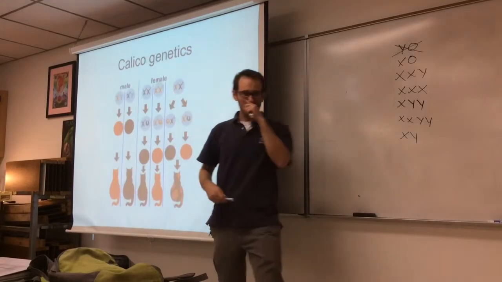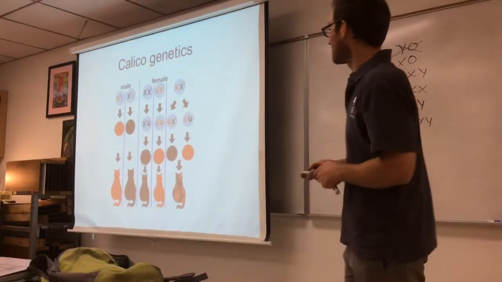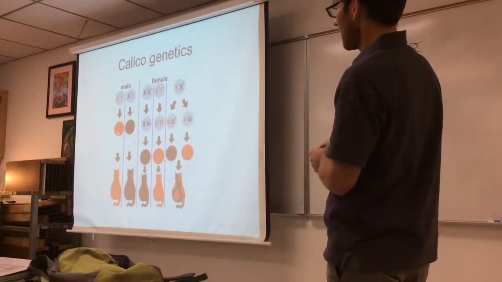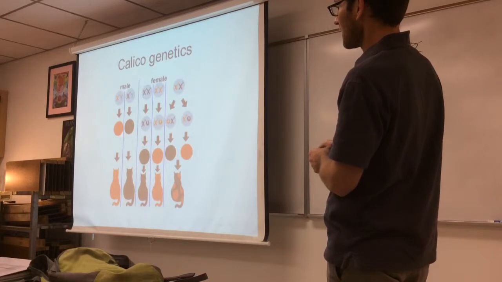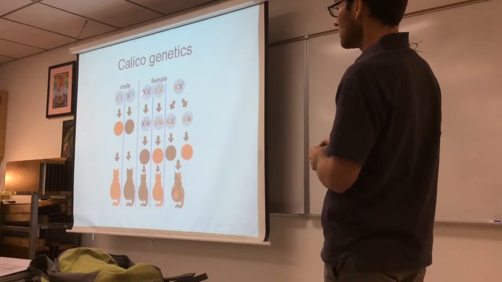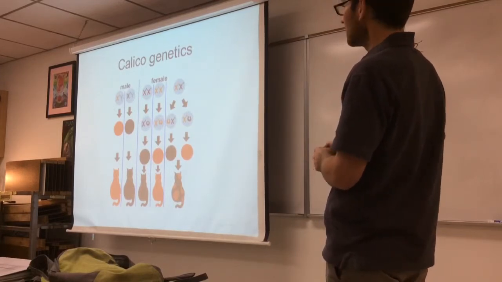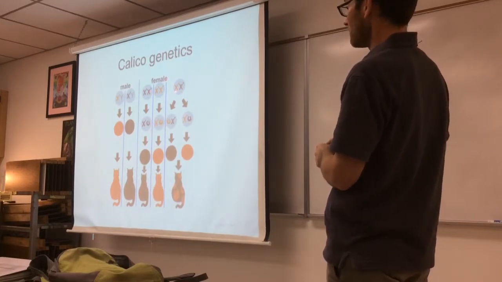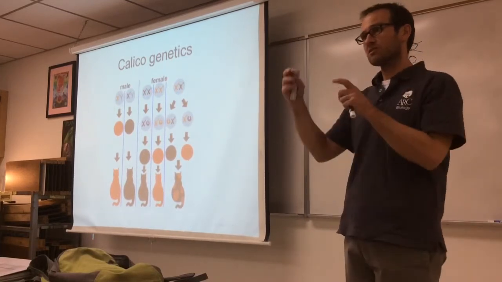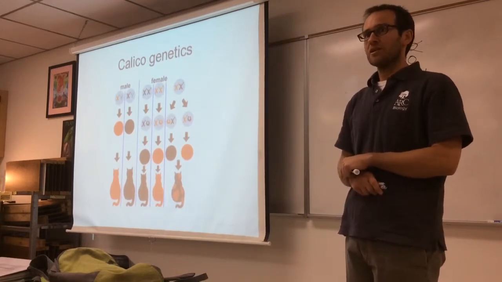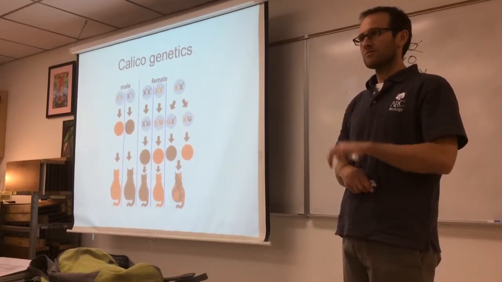All right, so if you look at the breakdown here, if you're a male calico, you're XY, just like us. If you get the orange-containing X, you're orange furred. If you get the black-containing X, you're black furred. If you're female and you get two black X's, you're all black. If you get two orange X's, you're all orange. If you get one of each, depending on which cell line you're looking at, you can make either orange or black pigment. Does that setup make sense?